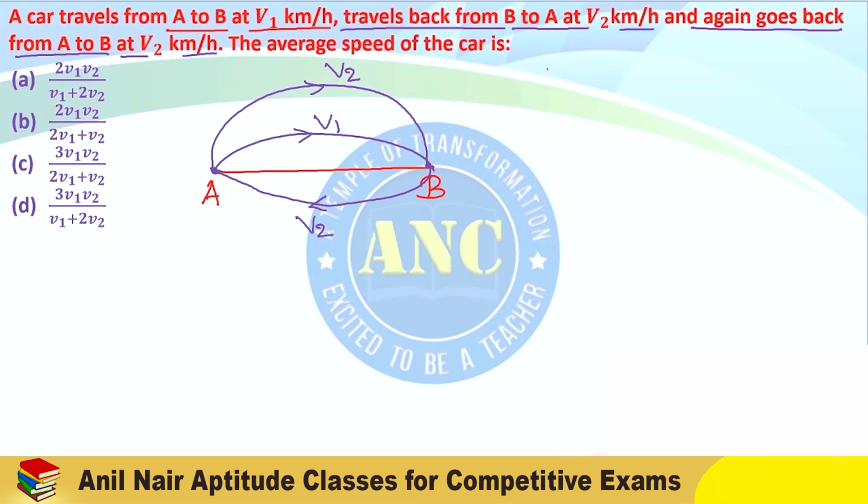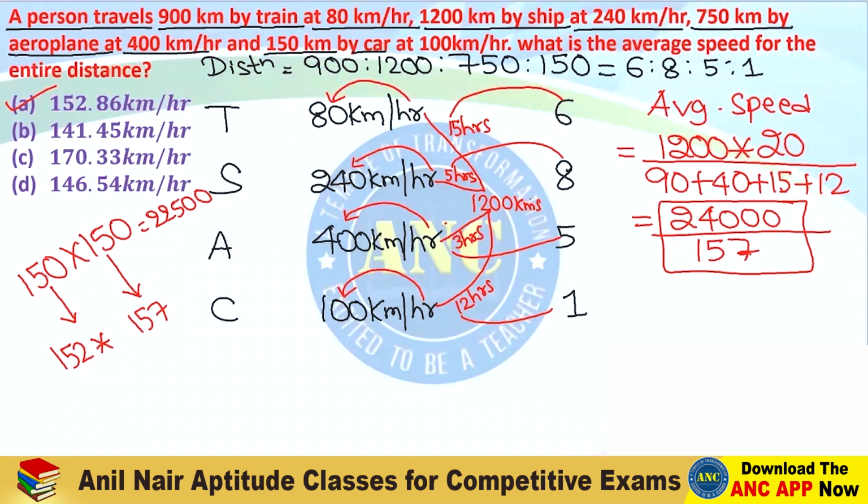Now we know that average speed is the total distance divided by total time, and the distance between these 2 points A and B is constant. Whenever we want to calculate the distance, in all our previous problems, how did we get this 1200 as the distance in the previous problem? That is my assumption of taking the LCM of the given speeds. So if you want to calculate the distance, you can assume it as the LCM of the given speeds.